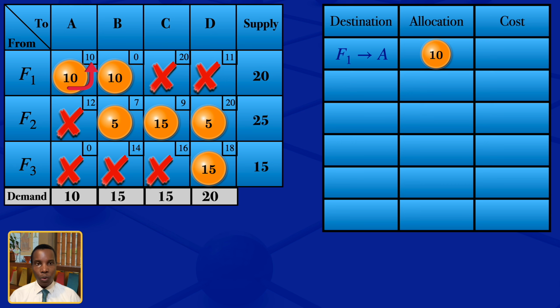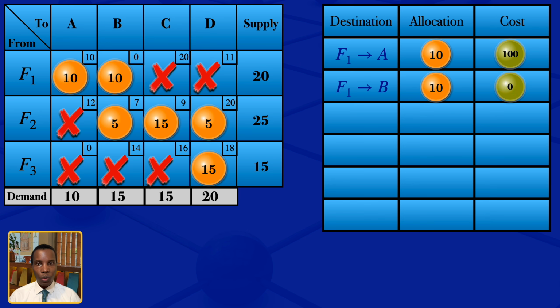So for the cost of transporting those 10 units, it will be 10 times 10, and it will give us a 100. And then we go on and look at this part here from F1 to B. We are saying we are allocating 10 units. So I will write my allocation 10 units, and the unit cost there is a 0. So the total cost will be 10 times 0, which will give us a 0.